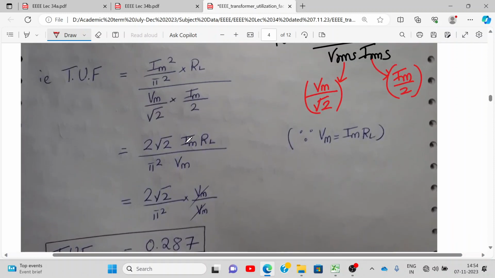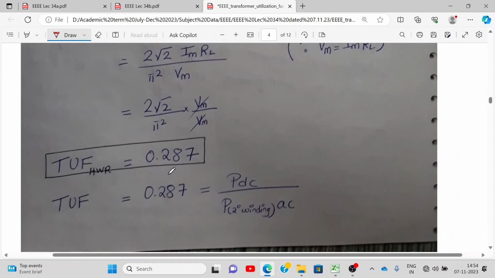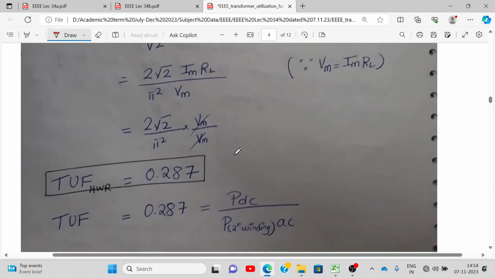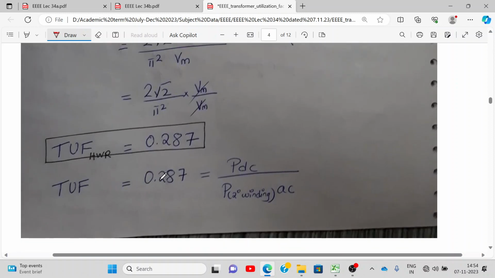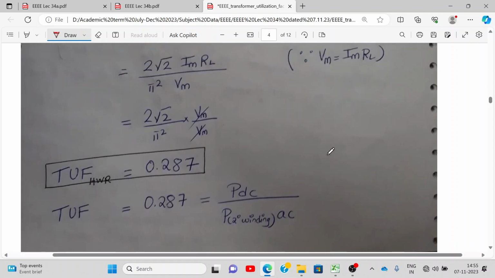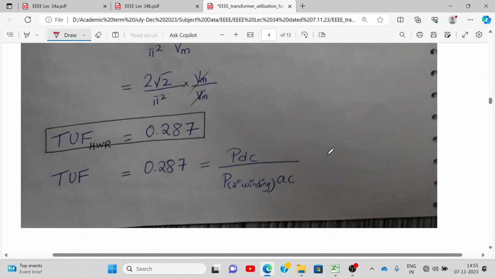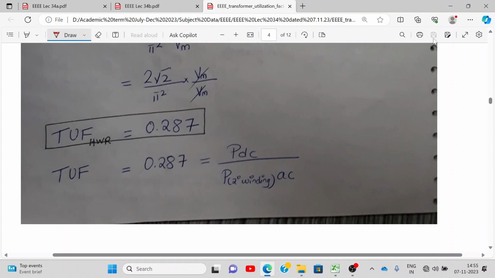So after cancelling everything, you will get TUF of half wave rectifier as 0.287. So write down 2 root 2 upon pi square will be 0.287. Meaning, what is the percentage transformer utilization factor? 28.7%. Rest, 71% is getting lost. Transformer is underutilized in half wave rectifier. So TUF is 0.287. Thank God that you don't have numericals for this. Numericals are very tricky for this topic. You just have the formulas, expressions, that's it. Earlier in the older syllabus, there were numericals on this.